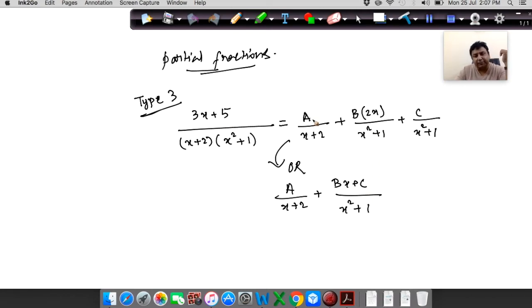So this is type 3. Again we cross multiply and use the same method. You can put x as minus 2, then put x as 0, then put x as whatever you want, and once two of a, b or c are found out, put that back in the equation and you'll end up getting the values of a, b and c. So we integrate each. Fine. Now let's see the exercise. It'll be more clear to you.